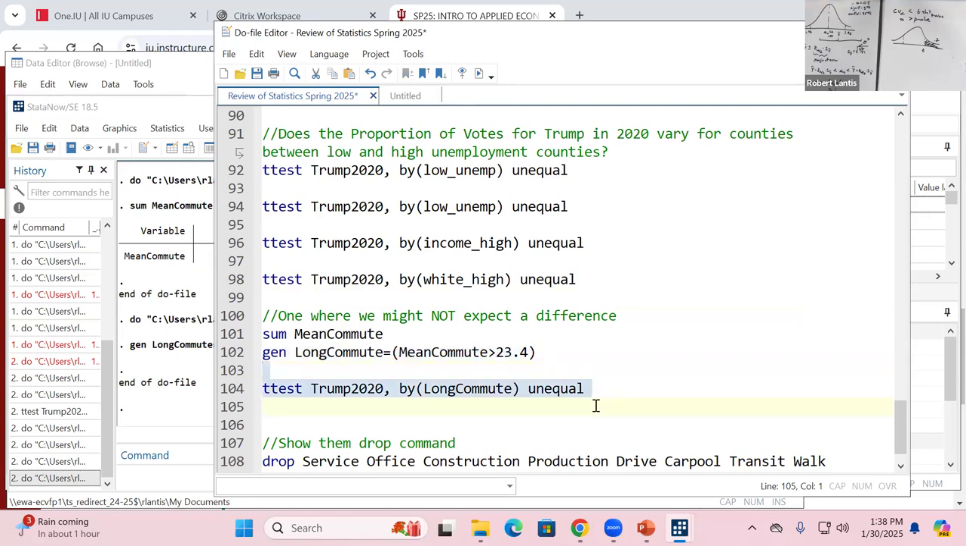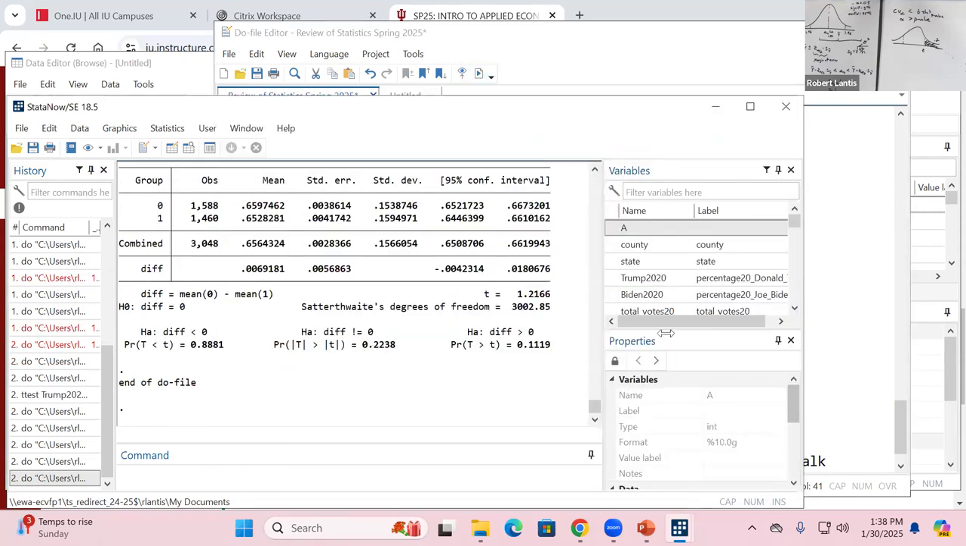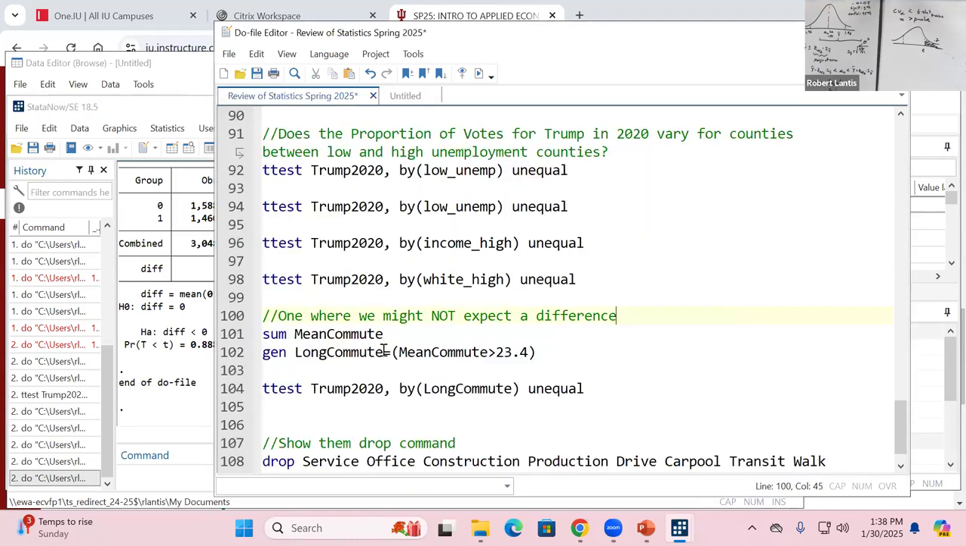I'm then going to run this t-test command. Once again, I literally did this yesterday. I copied, pasted this down here, changed this word to my new variable that I created, this indicator variable of long commute. Okay. If I now run this, right, what's my p-value? 0.22.